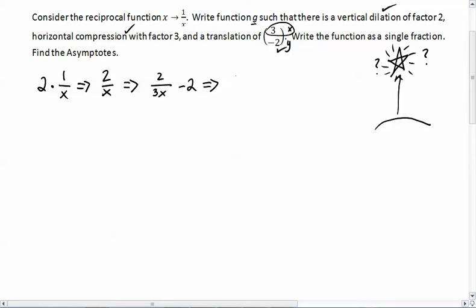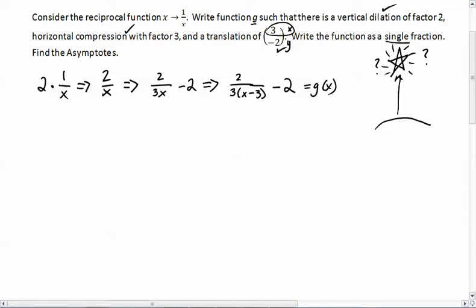Now here's the other key: remember, if it's on the bottom, that addition or subtraction has to be directly to the x. So we're going to put it in parentheses. So we're going to have x minus 3. And so there you now have g of x. It has the dilation, it has the compression, it has the horizontal translation, and it also has the vertical translation.